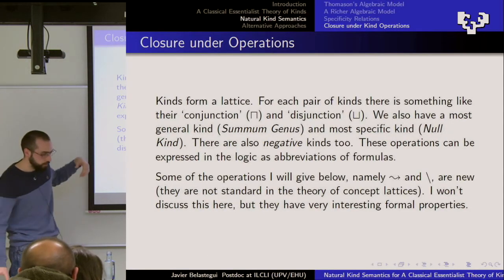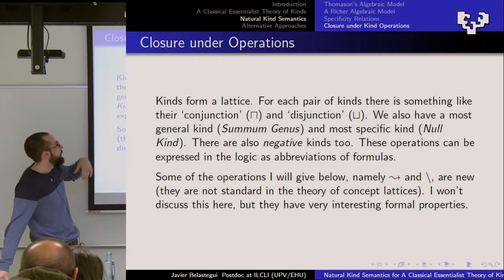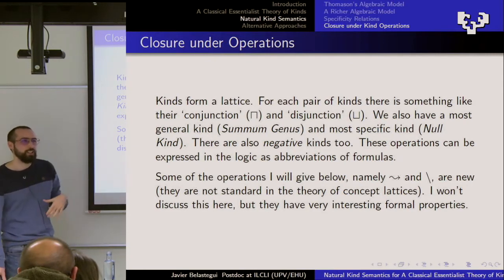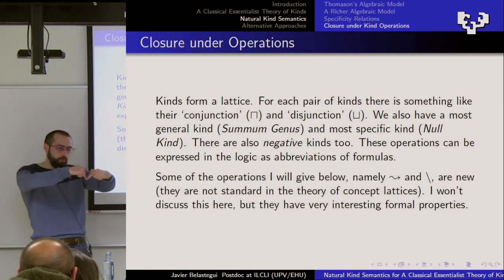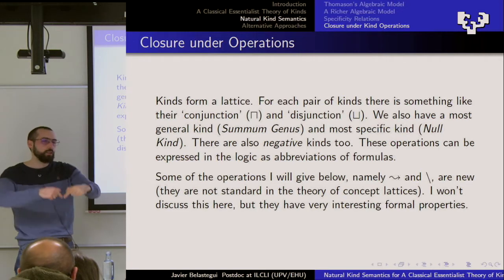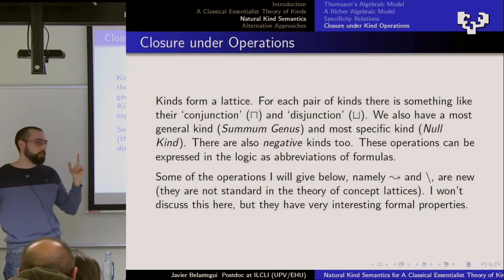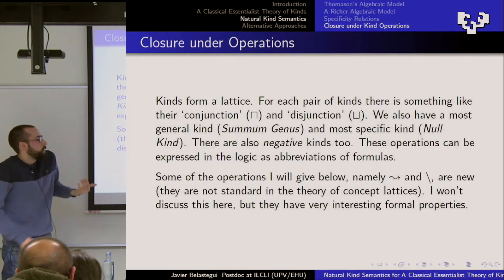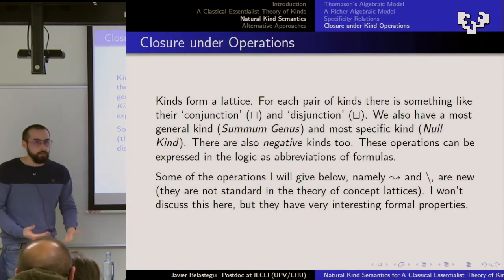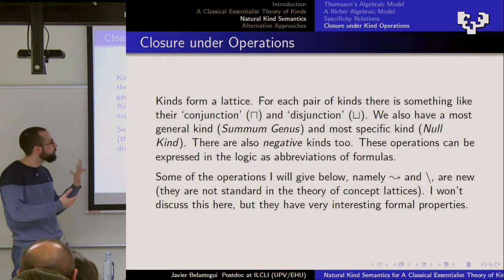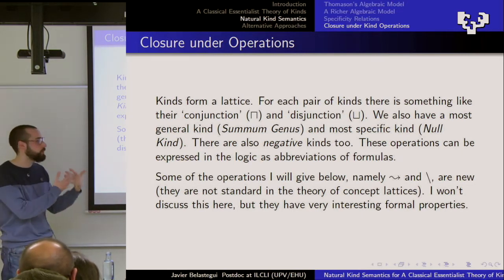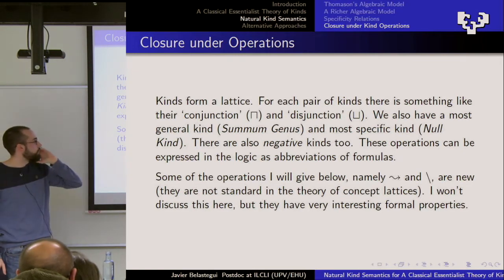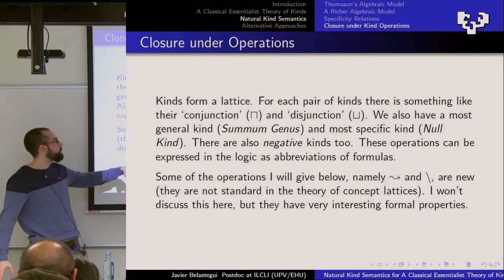OK. And here is another application. I was talking about conjunctions and disjunctions of things. And I told you, if you take two kinds, you can look at the conjunction kind, and you can look at the disjunction kind. This always exists. But that was from the point of view of the semantics. So the question would be, could you express this in the logic? And yes, of course. There are several ways. The simplest one is by abbreviations of formulas.